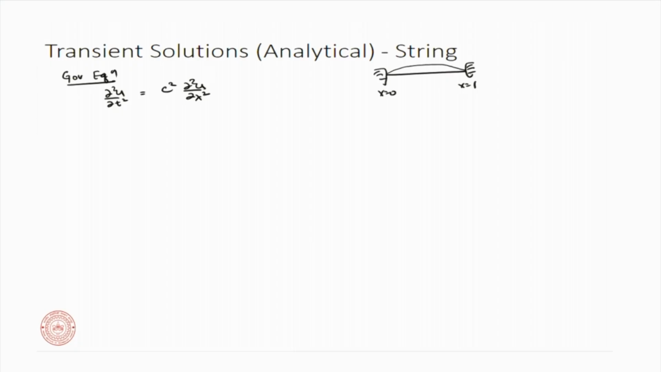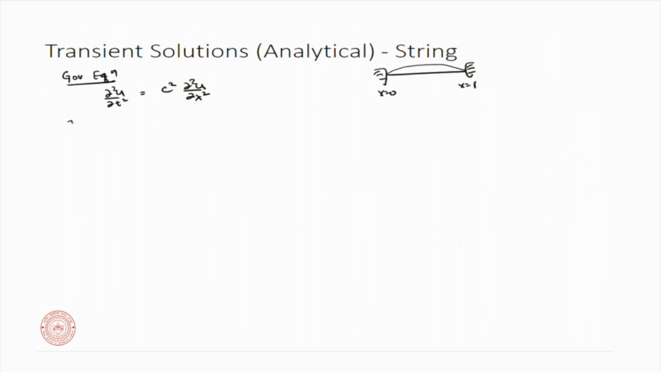In terms of tension and other parameters, you could find the equivalent from the density and from the pretension. But the equation will be del square u by del t square equals c square del square u by del x square.